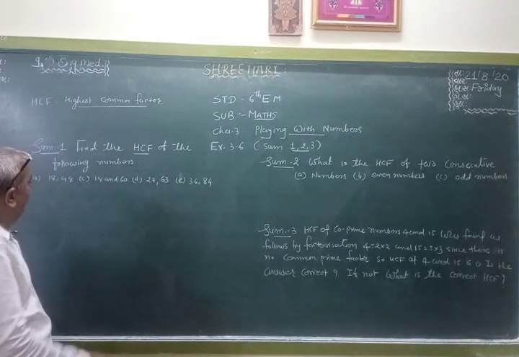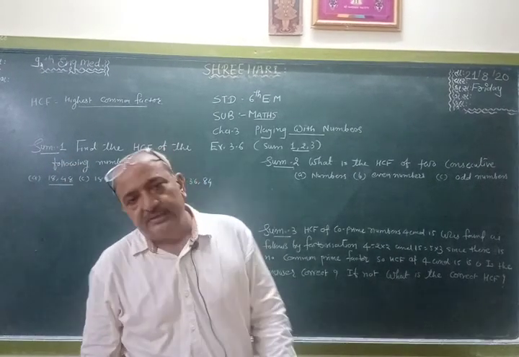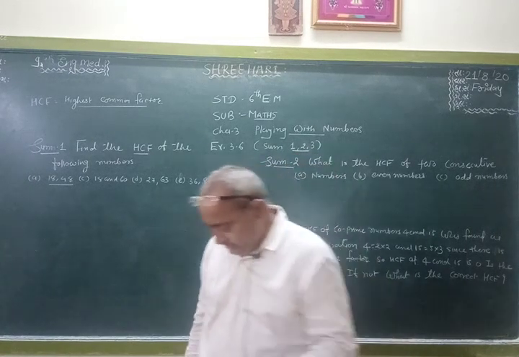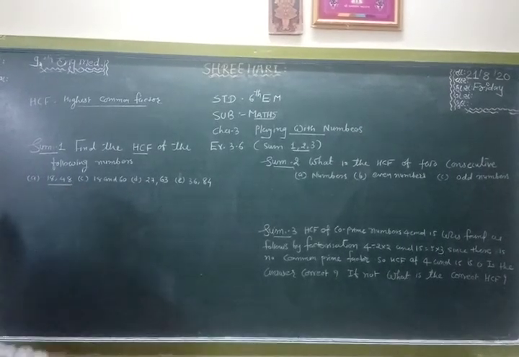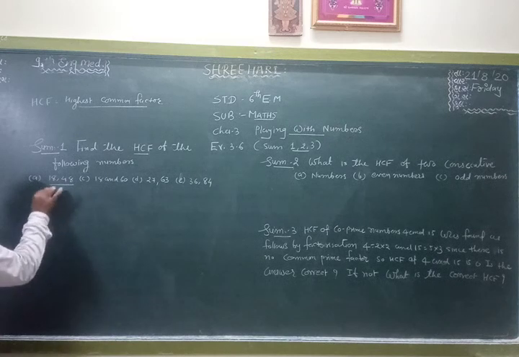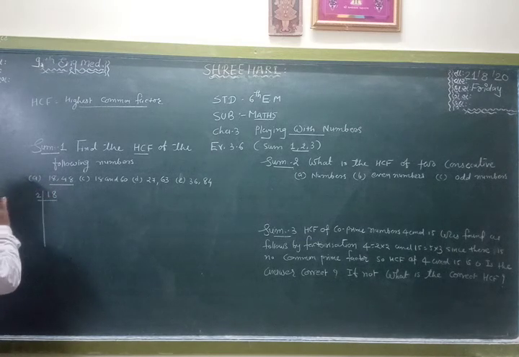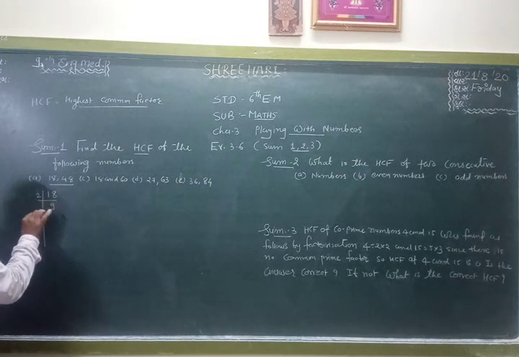First, we have the numbers 18 and 48. So how can we find the HCF of 18 and 48? We first do the prime factorization of 18 and 48. For 18, the last digit is 8, so we can divide this number by 2. Half of 18 is 9. Then 3 3s are 9 and 3 1s are 3. This is the prime factorization of 18.